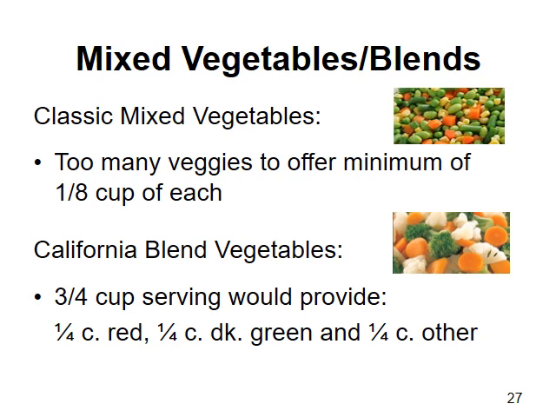The California blend typically contains carrots, broccoli, and cauliflower. Since there are 3 vegetables in the blend, we could determine how a 3/4 cup serving would credit towards the subgroup. We can count the carrots toward 1/4 of a cup of red, and the broccoli as 1/4 of a cup towards the dark green, and 1/4 of a cup of cauliflower as the other subgroup. If you change the portion size to a half a cup, then you could apply 1/8 of a cup towards each of the vegetable subgroups.